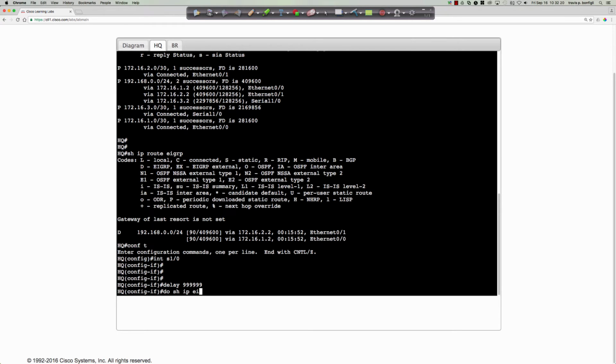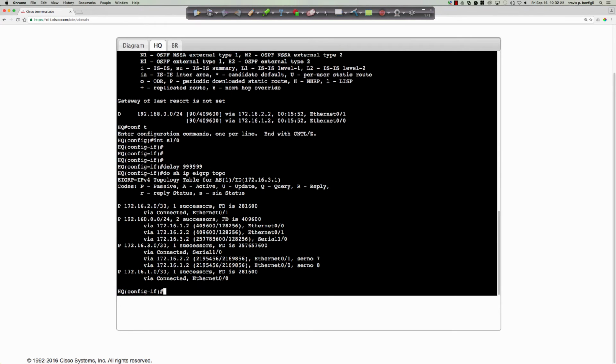Then we say do show IP EIGRP topo. Did anything happen there? Yeah, take a look. You can clearly see that the computed distance increased substantially. But did anything happen here? No, the reported distance is still the same.